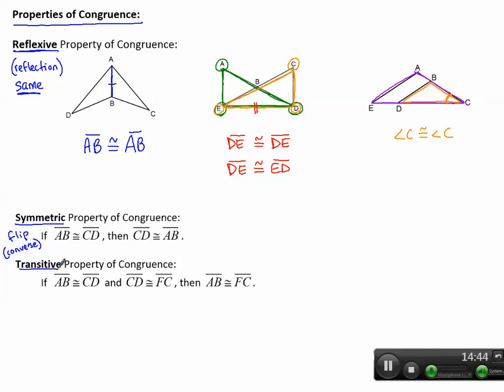The transitive property: if AB is congruent to CD, and CD is congruent to FC, then we take out the middleman and connect AB to FC. AB is congruent to FC. Does that look familiar? Think of transitive like transfer. See that part of the word in there? And that's like the law of syllogism.